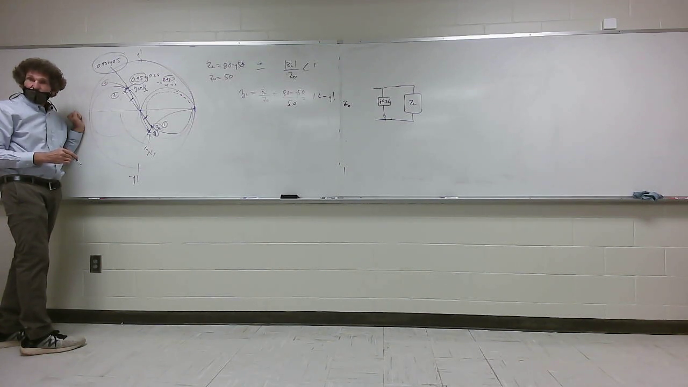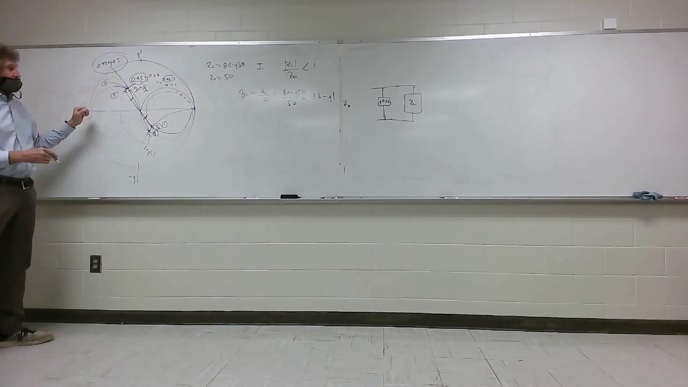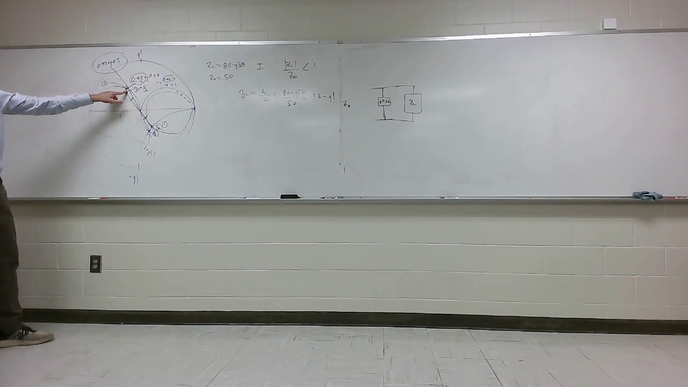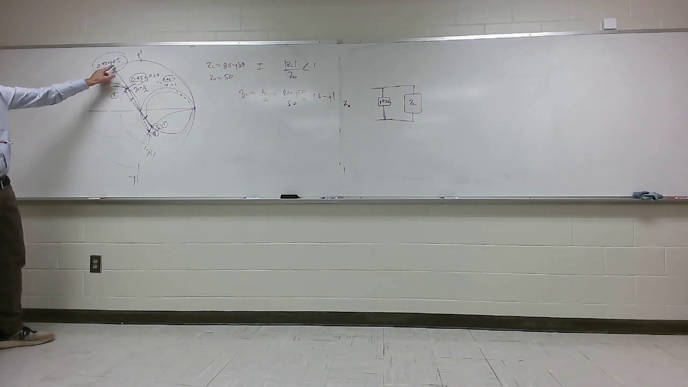What did we type in to get 1 minus J 1.1? You see this value here? That's on the rotated circle. That's an admittance, right? Okay, and that value is 0.45 plus J.5.